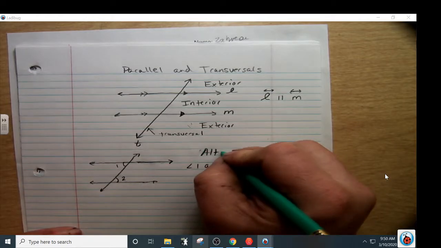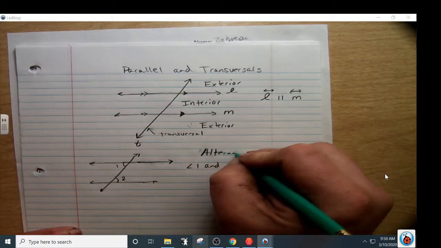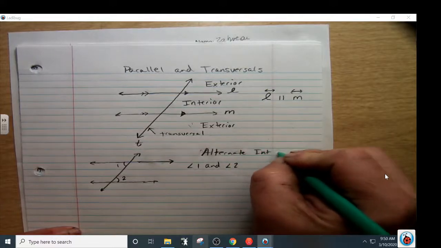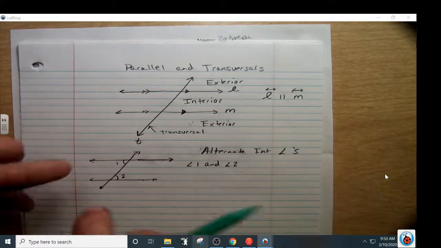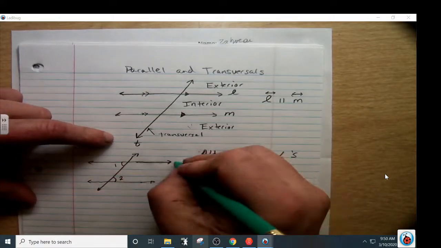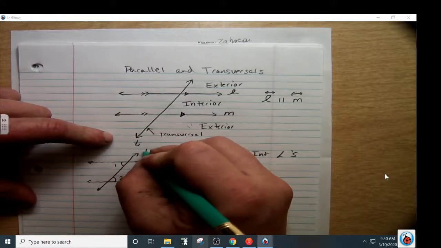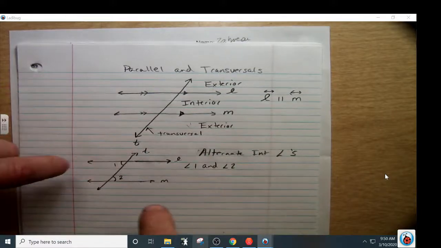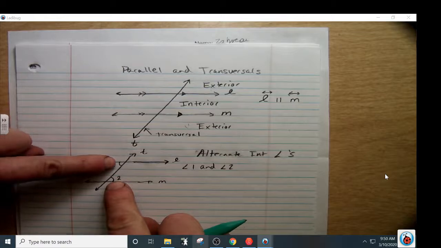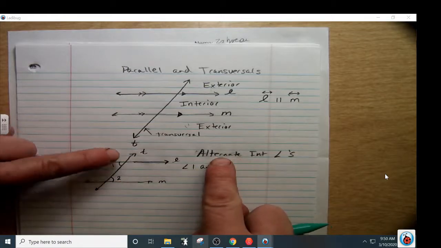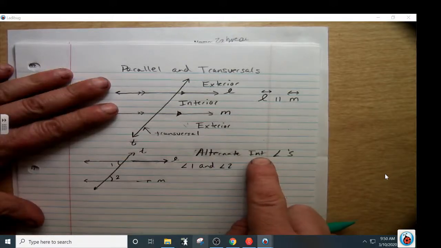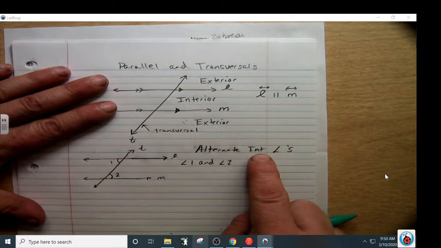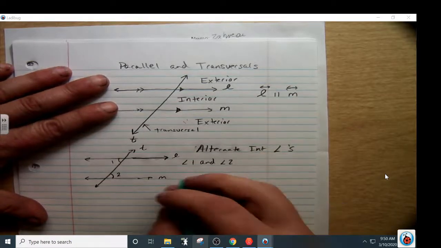I'll tell you what alternate comes from in a minute. These are alternate interior angles, and they're alternate because notice where my transversal is. The two angles are on opposite sides of the transversal. That's where alternate comes from. Alternate means different sides of the transversal. They get the interior part because they're on the inside of the two parallel lines. So angles 1 and 2 are alternate interior.